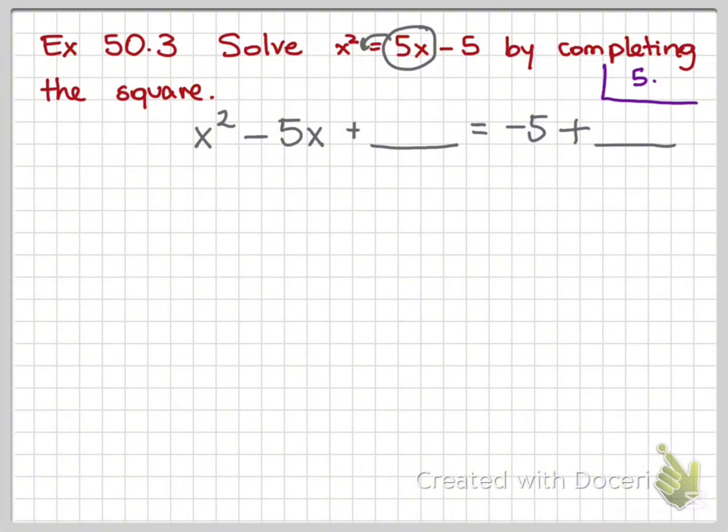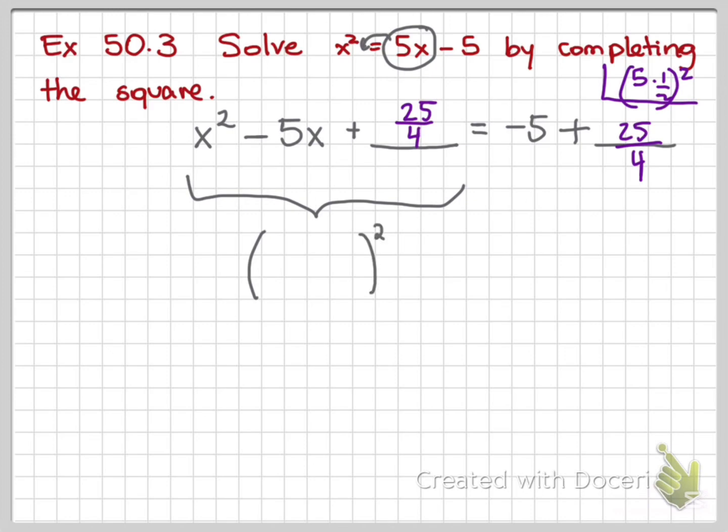Is the 5 times 1/2, squared. And 5 times 1/2 is 5/2, and that squared is 25/4. And the same here, 25/4. Now, if we factorize that, we're going to have a parenthesis squared. And remember, the sign that we choose is the one here, so we put the minus. The square root of x squared is x, and the square root of 25/4 is 5/2.